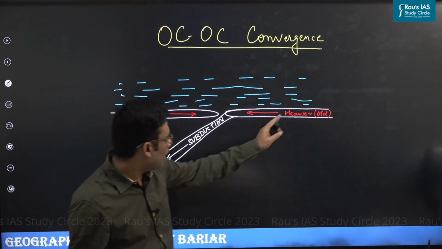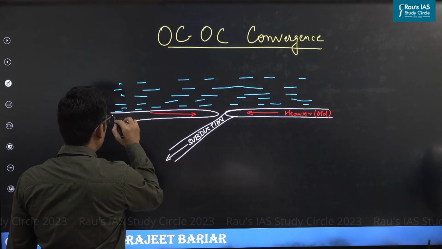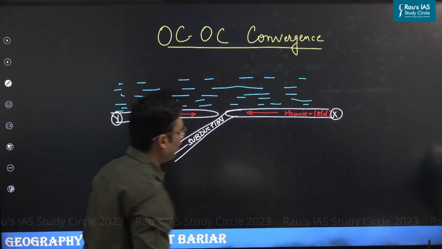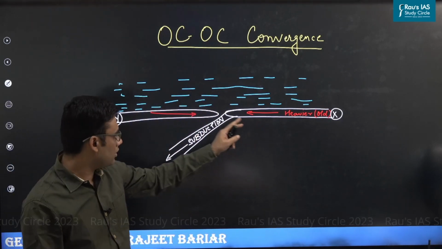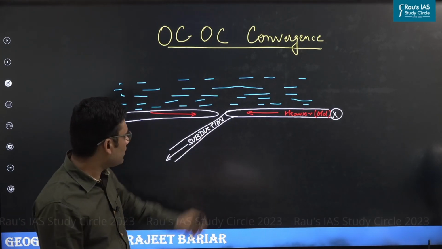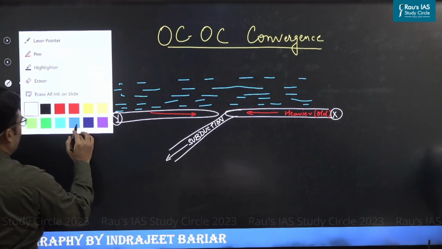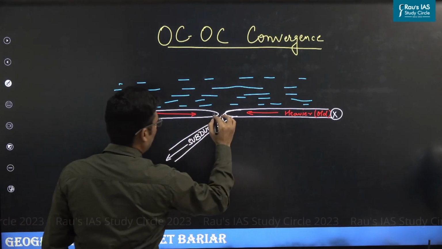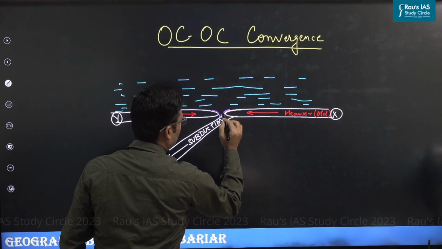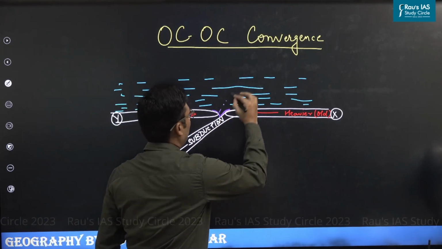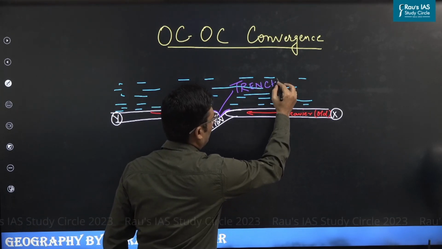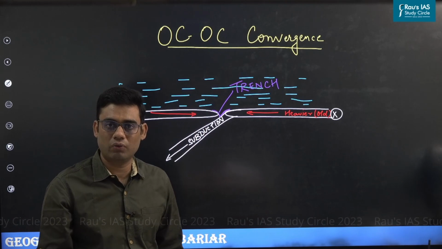So we can say that, let's name it as crust Y and crust X. So I'll say that crust X is subducting underneath crust Y. Now as this subduction happens, over here what I can observe would be a depression that would be formed over here. And this depression now is something what we call as trench. So there would be a trench formation over here.